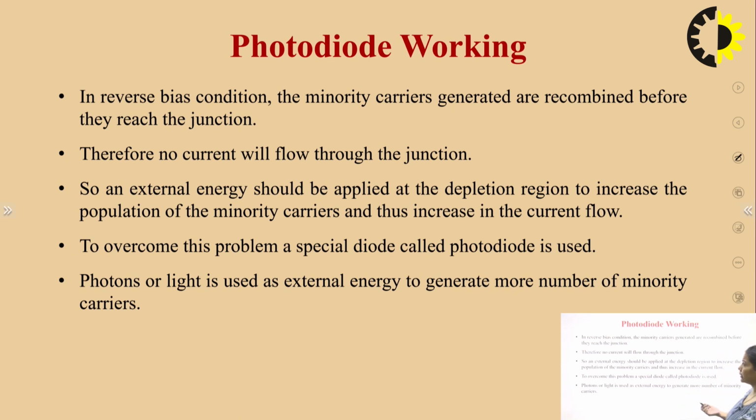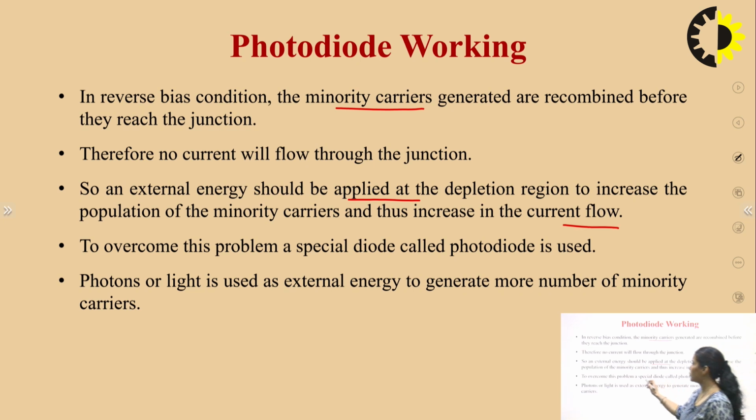Here is the detail. Let us have a quick review. In reverse biased condition, the minority carriers generated are recombined before they reach the junction. Therefore, no current will flow through the junction. Now, what we do? We provide the photo energy, that is, external energy should be applied at the depletion region to increase the population of minority carriers and thus increase the current flow.